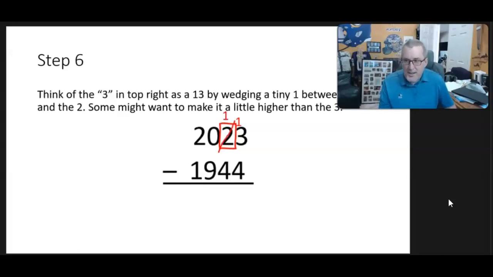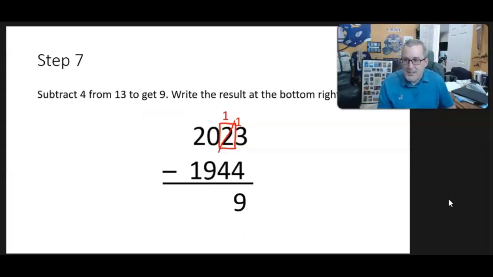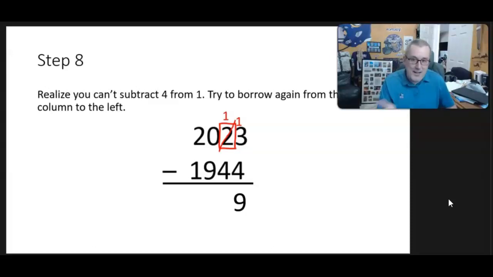We make it a 1. And we bring the 1 over to the 3. And we wedge that little tiny 1 between the 3 and the 2. And we might put it a little higher than the 3 just to help us to see it. And so we'll have that 13 minus 4, and we'll get 9. We write that answer at the bottom right-hand corner.